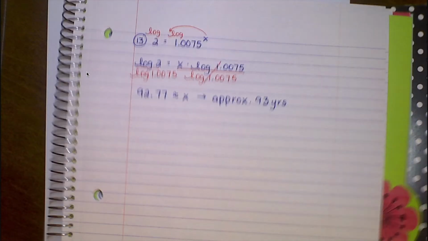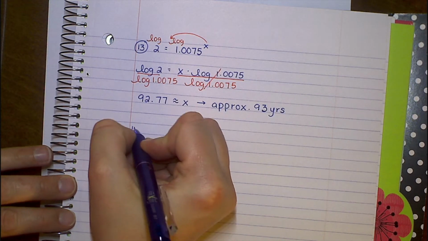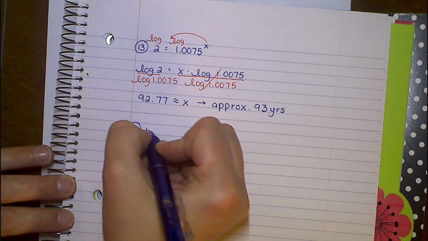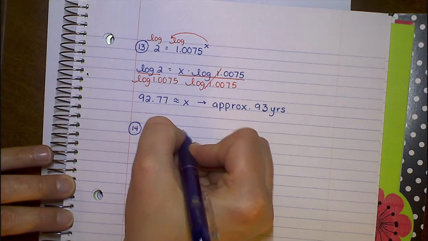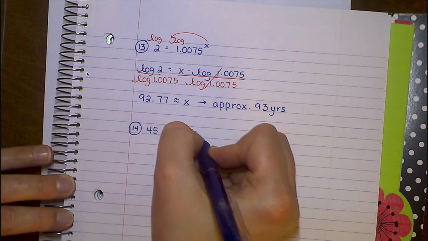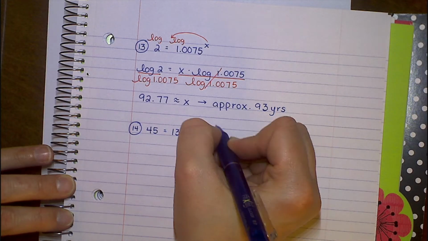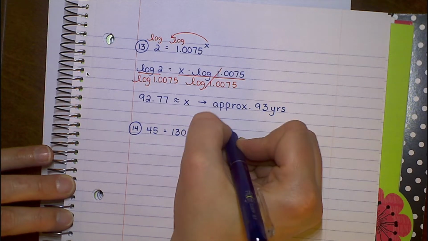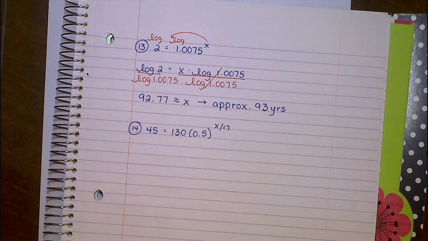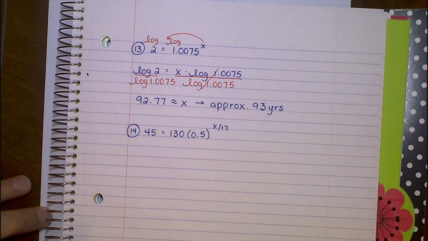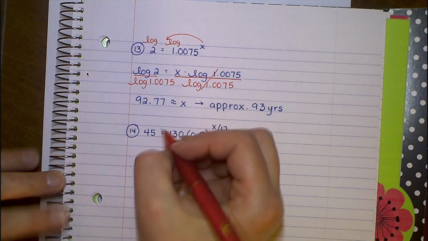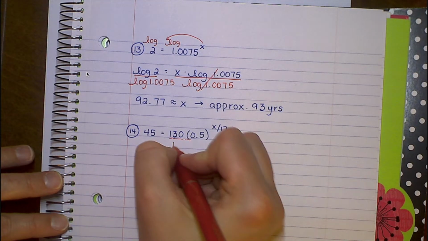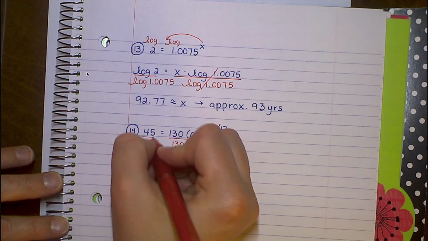So let's take a look here. Number 14. Currently have 45 grams. We started with 130 grams. Half-life of 17 months. Looks like that. So we didn't do this in 13 because we didn't need to, but in all the other ones, the first thing we did is get rid of this number right here, right? So let's divide by 130.